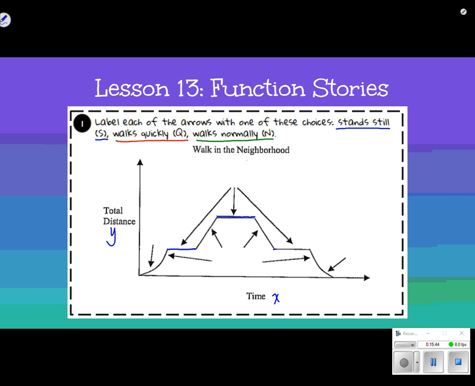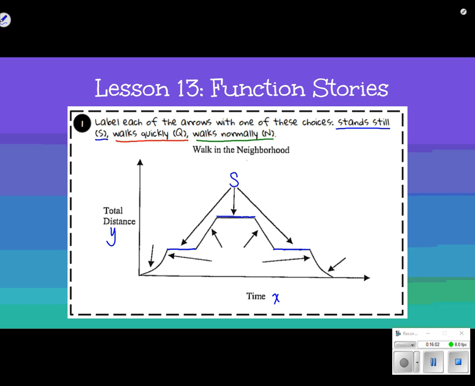And here is another horizontal piece, so time is changing, but my total distance isn't. So all of these, I'm going to put an S right here because it's connected to all three of these arrows, and that is going to represent standing still.